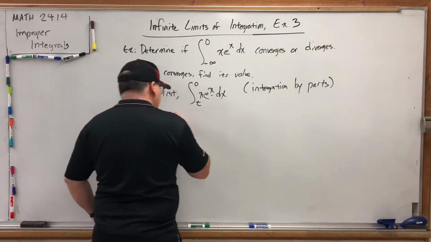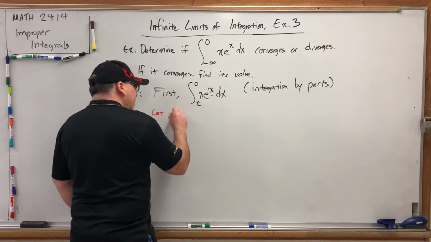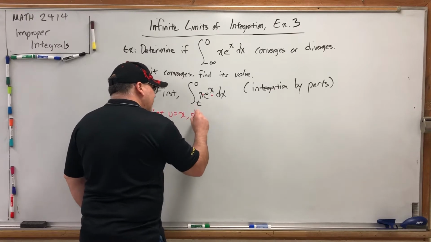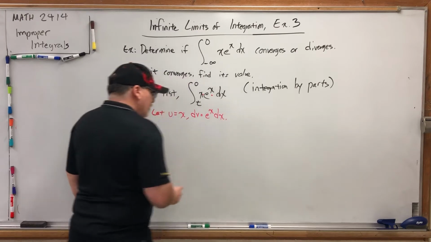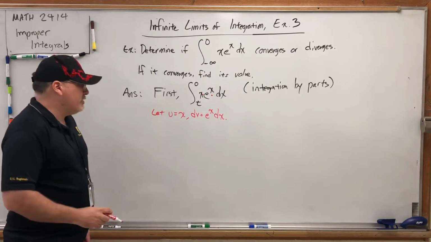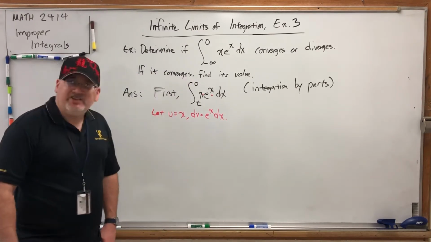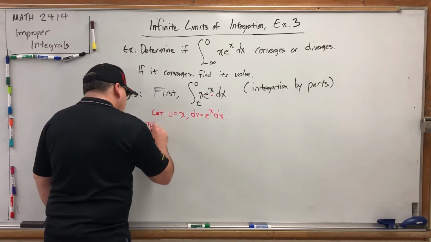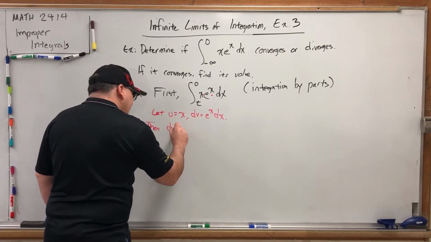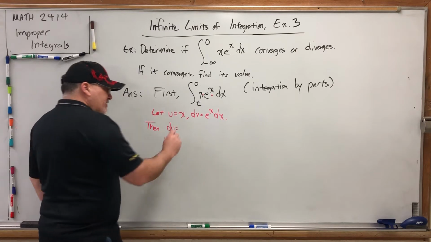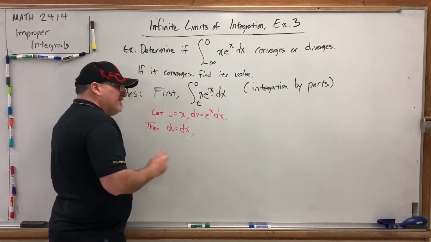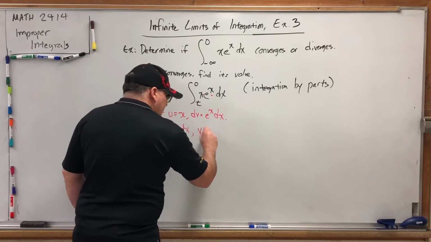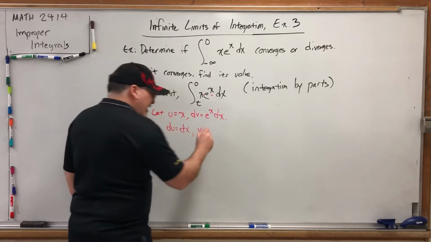Let's let u equal to x and dv equal to e to the x dx. Remember, when you do integration by parts, you split the integrand into a u and a dv. Then you differentiate the u to find du, but the derivative of x is 1, so du is equal to dx. And then you integrate the dv to get v. Well, the integral of e to the x is e to the x.